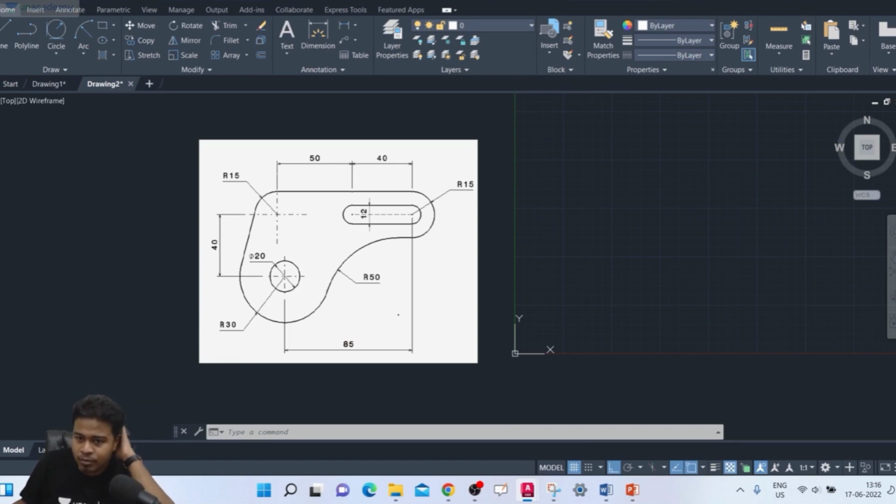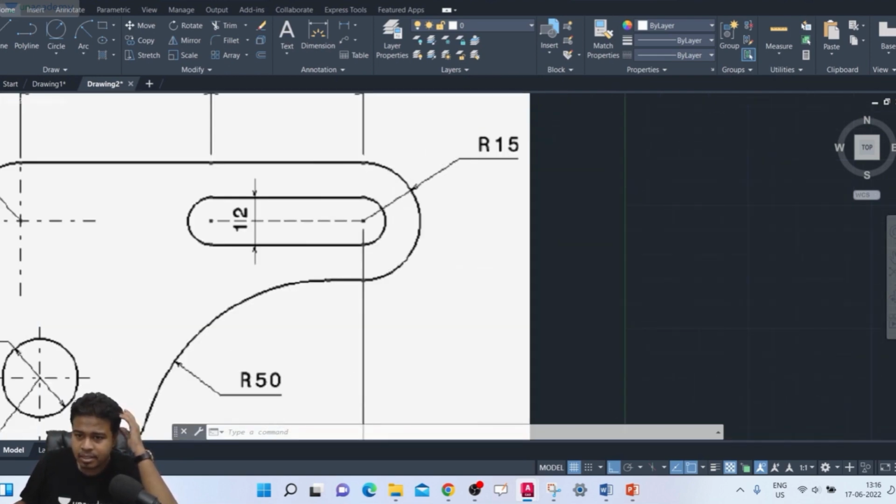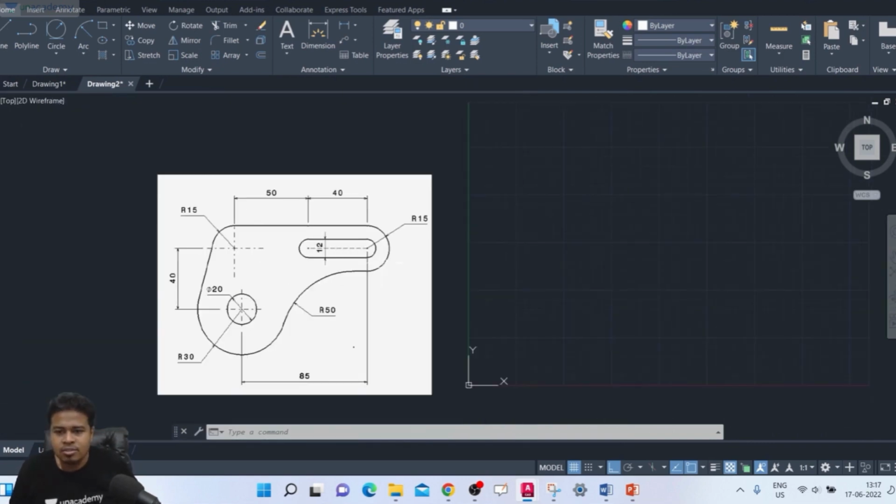Now we have one more arc actually, of 15 radius, and here at this point, two semicircles are there. One of the semicircles has a radius of 15 and for the other, the diameter is given indirectly. This is 12. So obviously this small semicircle's diameter will be 12. Let us draw those, then we will trim it later.